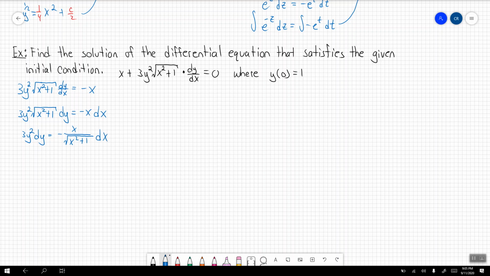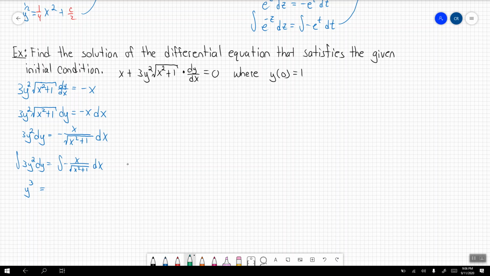This is great now because now I can take my integral. So taking the integral of 3y squared dy and the integral of negative x over the square root of x squared plus 1 dx, on the left-hand side, we're just left with y to the power of 3. Okay, so that's not too bad. On the right-hand side, it's a little bit more convoluted.